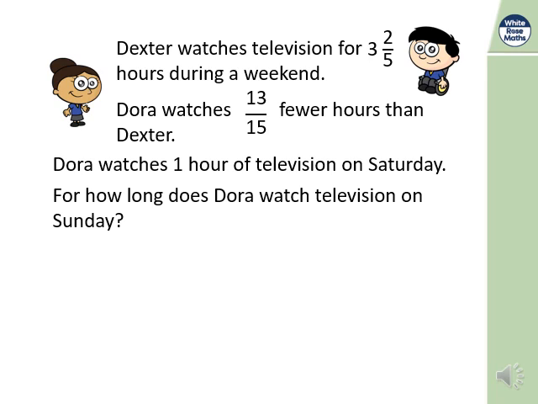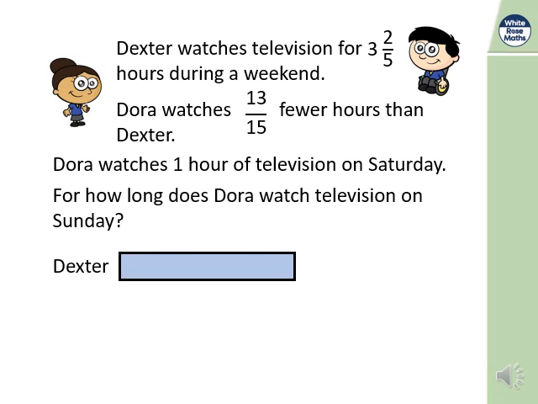So looking at that information, what would be the important parts here we would need to know? We'd need to know that Dexter watches 3 2/5 of an hour. We know that Dora watches 13/15 fewer. We can see that our denominators in the two questions are not the same. So we're going to have to do something about those to help us work out that answer.